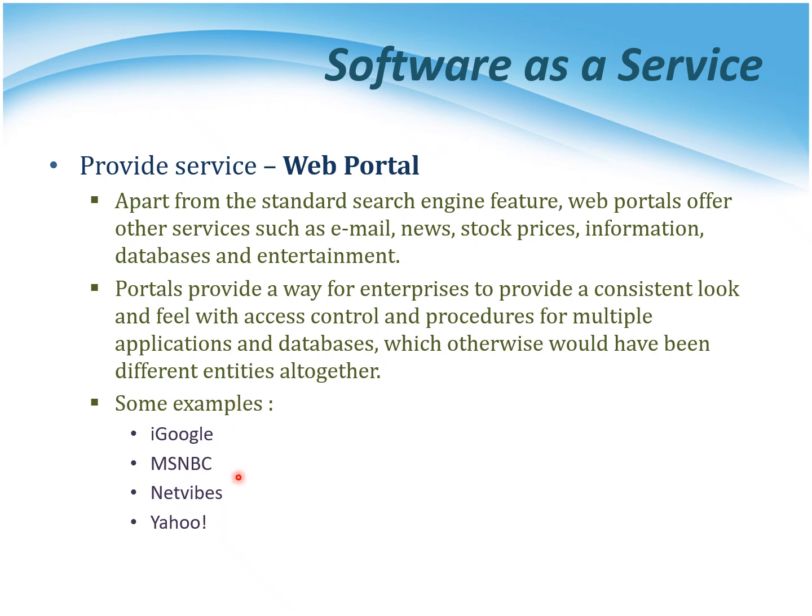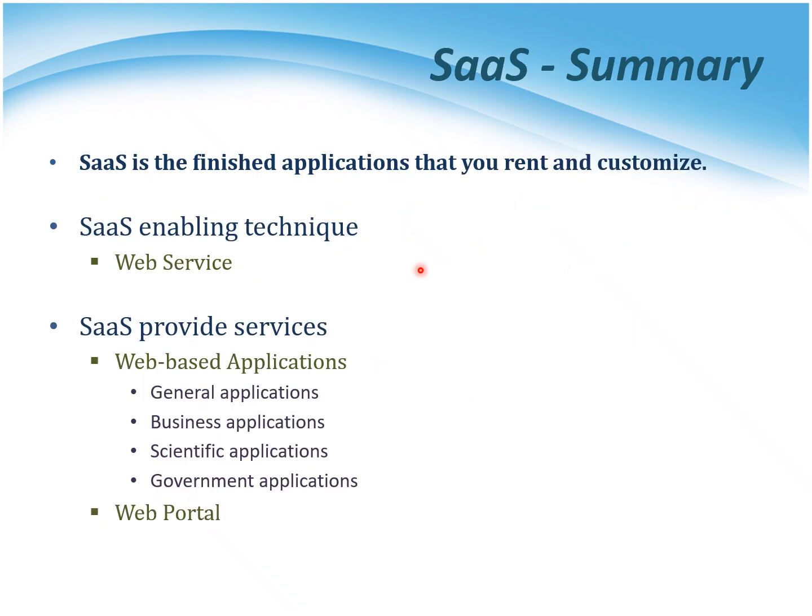So once they go to the portal, they will get all that application at one place, like iGoogle, MSNBC, News, NetVibes, Yahoo, etc. So software as service is the finished application that you rent and customize. SaaS enabling technique is web services. SaaS provides services, web application, general application, business application, scientific application, government application, and web portals. Using web portals, so they can have all the services they can access.